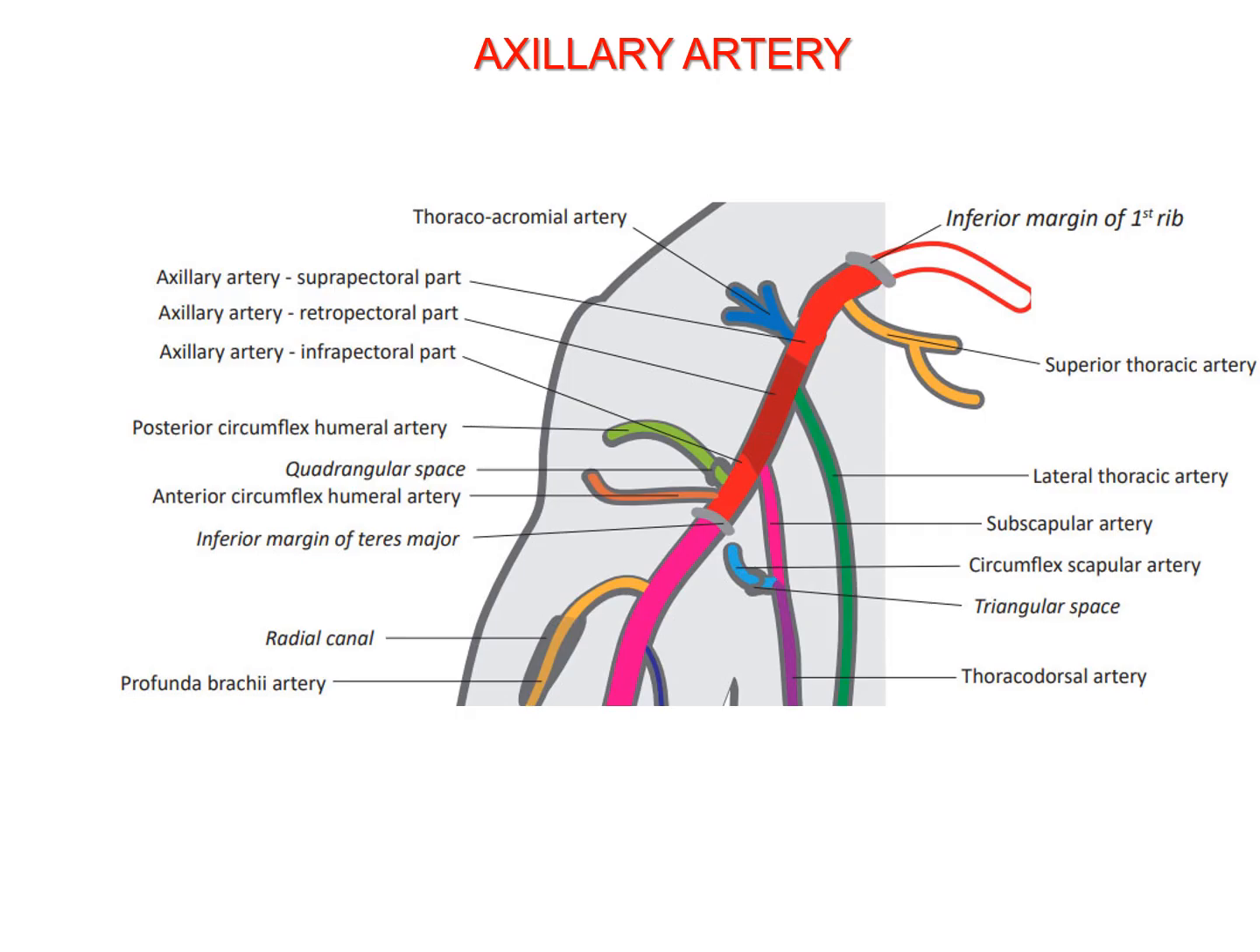The suprapectoral part originates from the subclavian artery when it is crossing the lateral margin of the first rib. The retropectoral part descends behind the tendon of the pectoralis minor. The infrapectoral part is located between the inferior margin of the pectoralis minor and the inferior part of the teres minor and latissimus dorsi. The branches of the axillary artery are the superior thoracic artery, thoracoacromial artery, lateral thoracic artery, subscapular artery, and anterior and posterior circumflex humeral arteries.